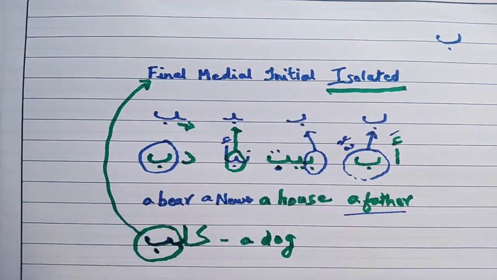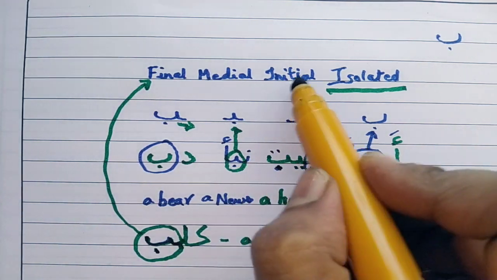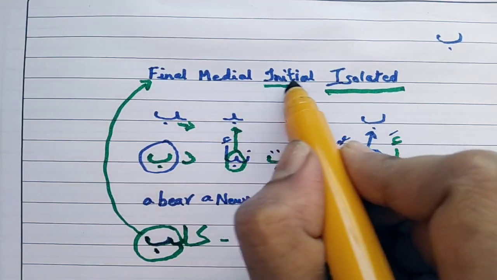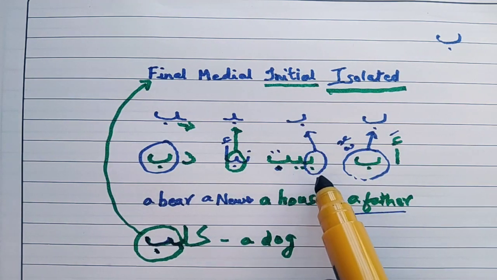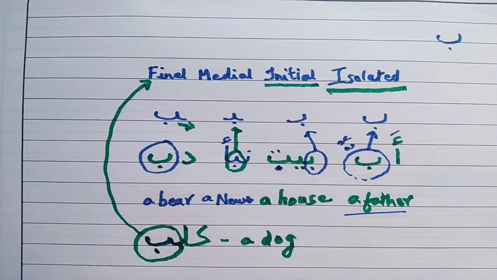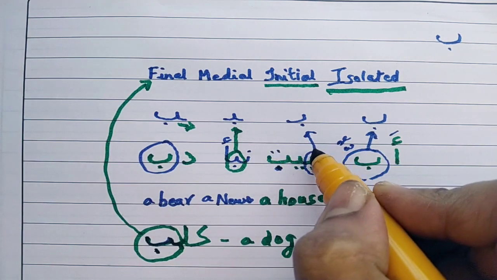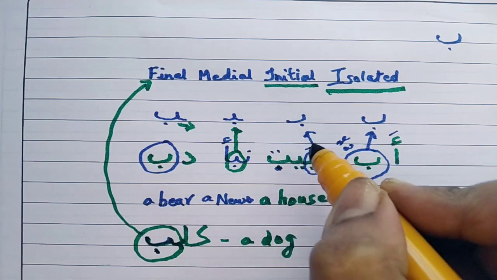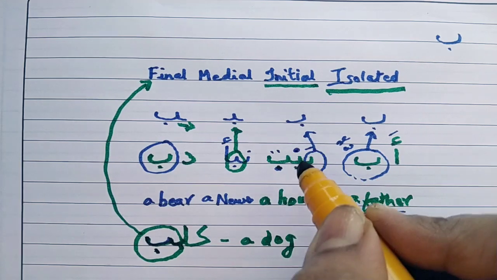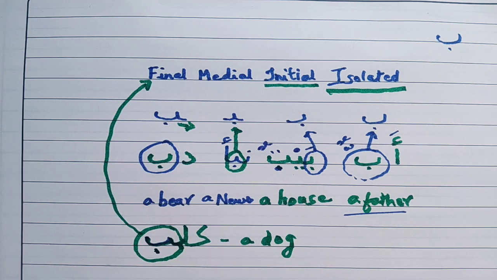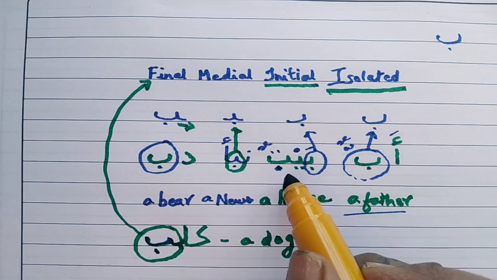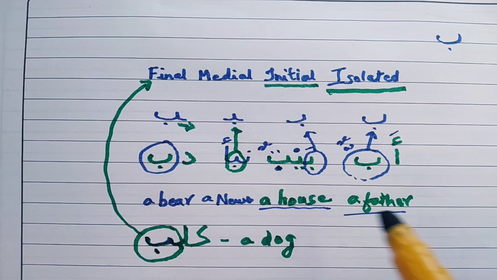Then in initial form, this is an initial form. I took an example, a noun, baitun, a house. Here ba will take fatha, ya will take sukoon, and ta will take dhamma tanwin. So it's baitun. Baitun means a house.